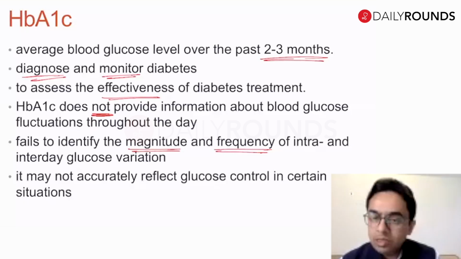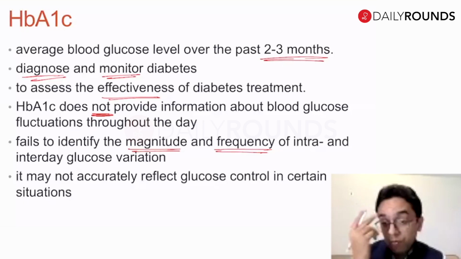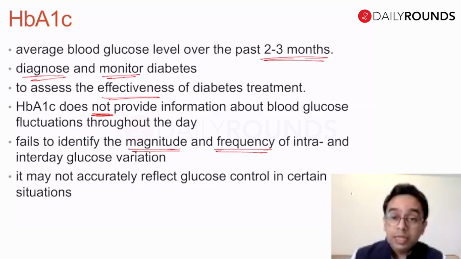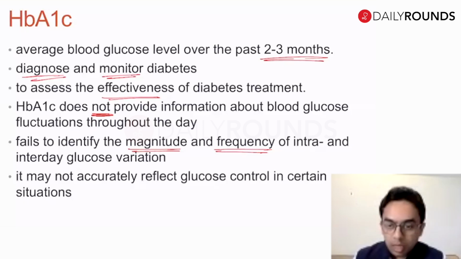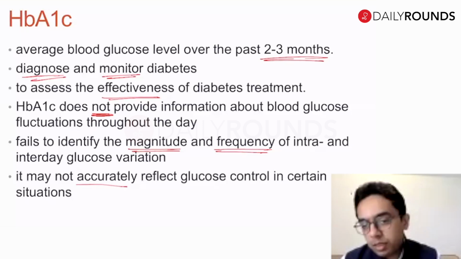Intraday means within a day, the same day. What is the fluctuation? Interday means at the same time during different days, what is the blood sugar of your patient? That is interday variation. So HbA1c will tell you just the average. It cannot tell you about the variations, and it may not be accurate in a few conditions, like anemia.